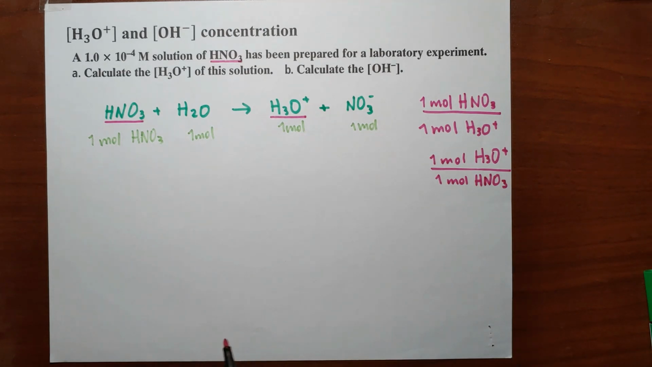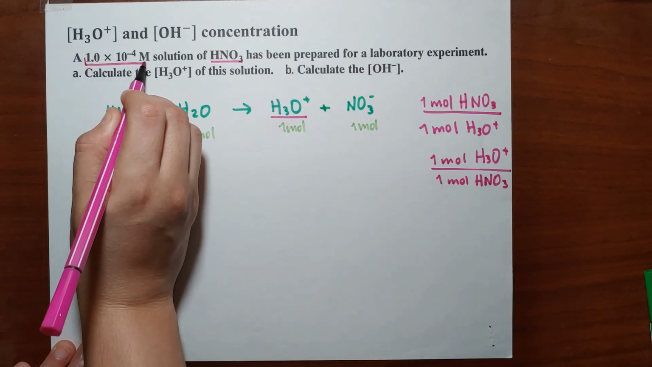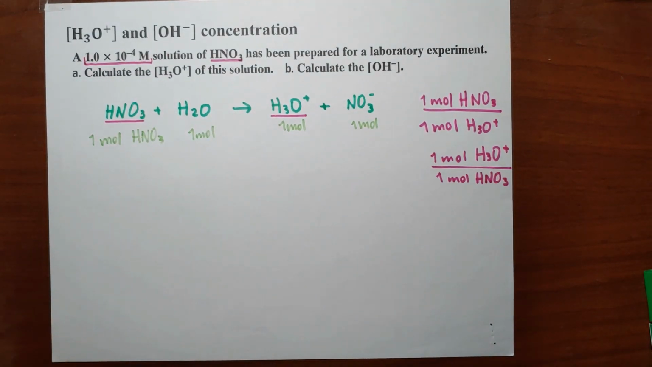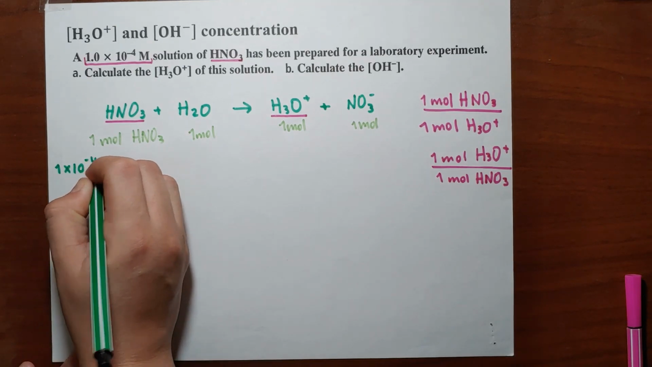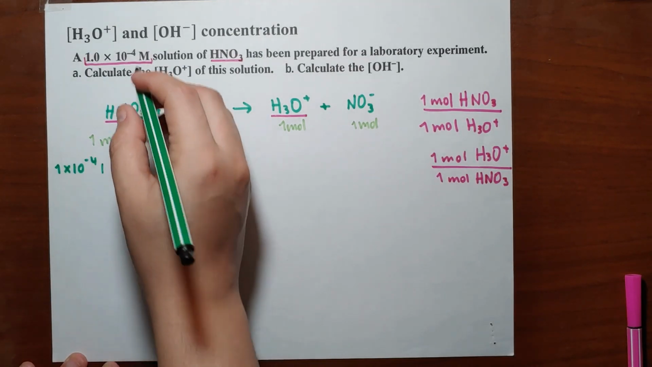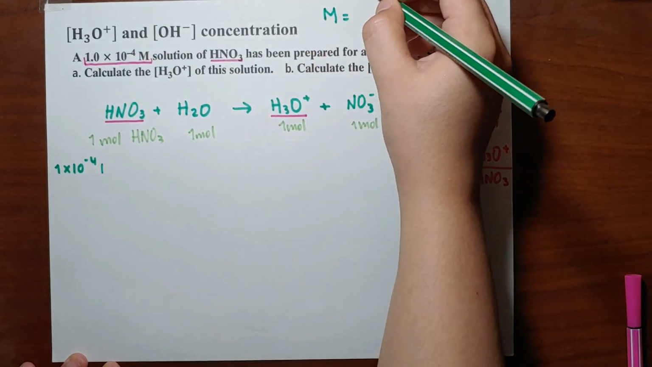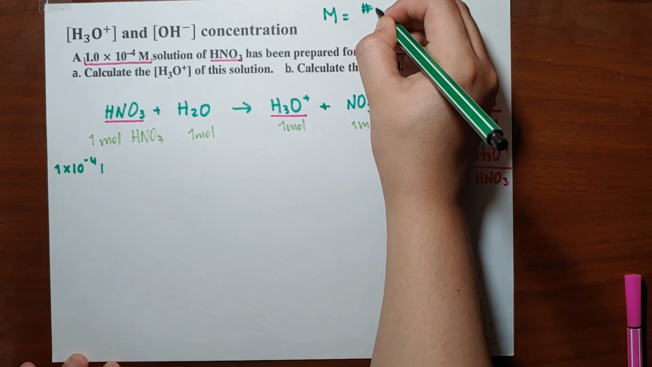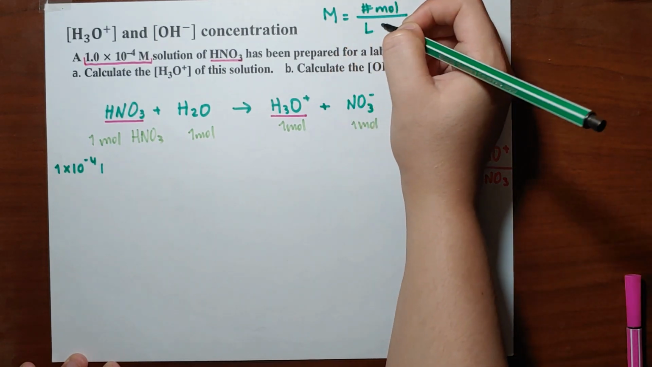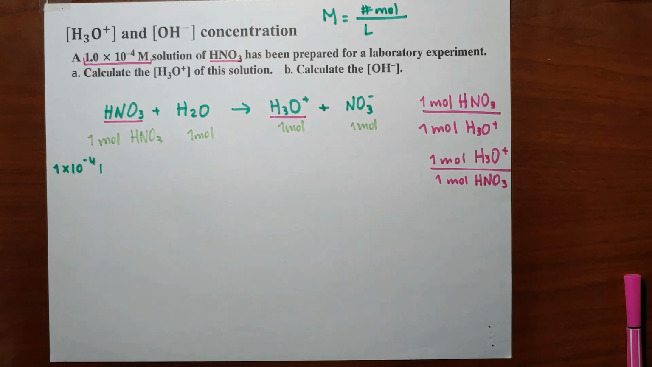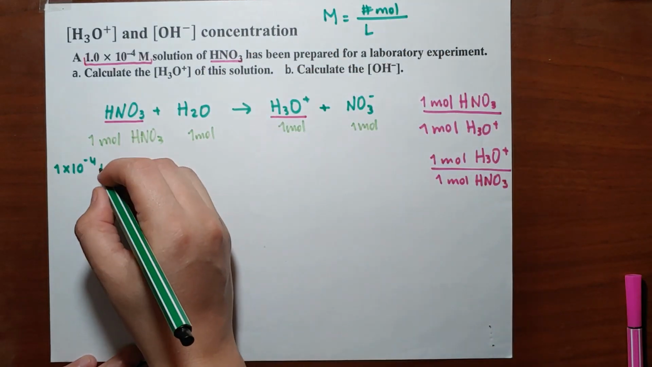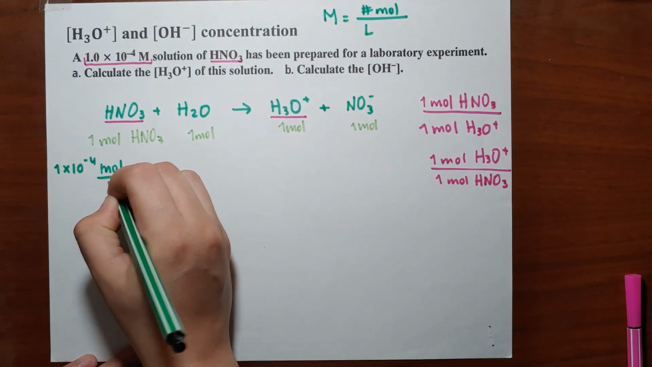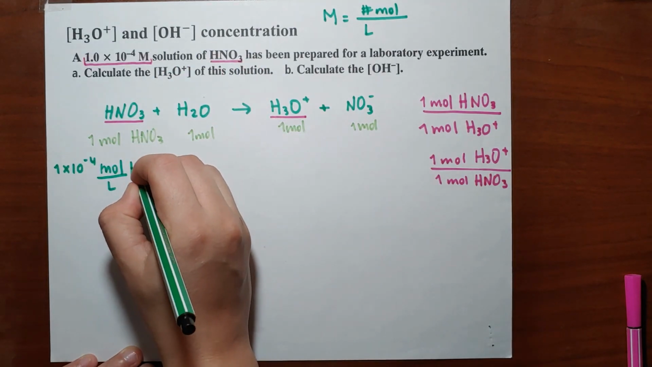We always start with the given. Okay, so our given is the concentration of nitric acid. So we start with the given and we say 1 times 10 to the negative 4 molar. Remember, molar means number of moles divided by liters of solvent. Okay, so in this case, the unit that we are going to write is mole per liter. Mole per liter of what? Of nitric acid, of course.